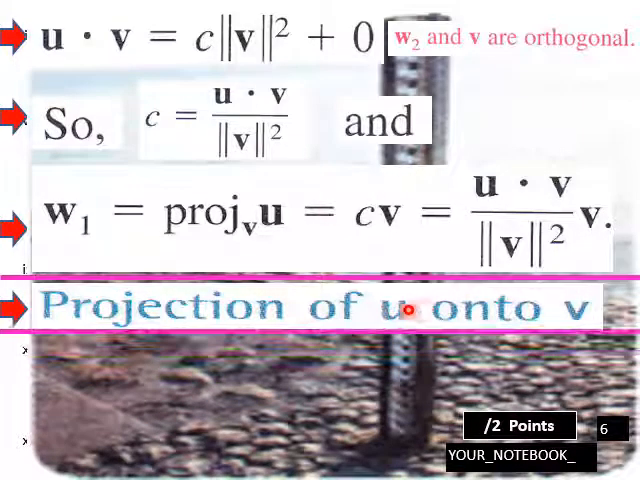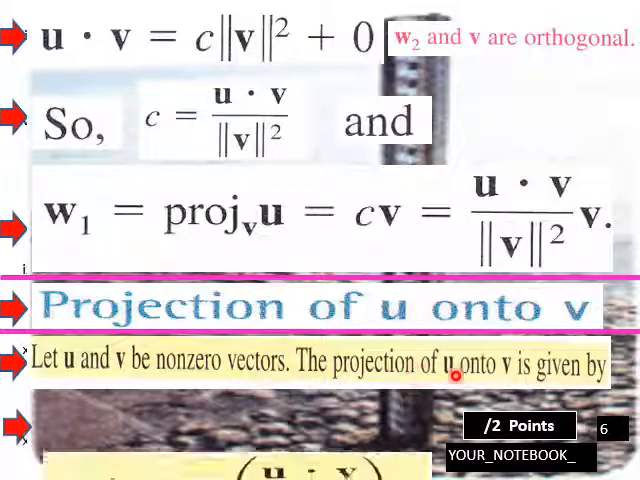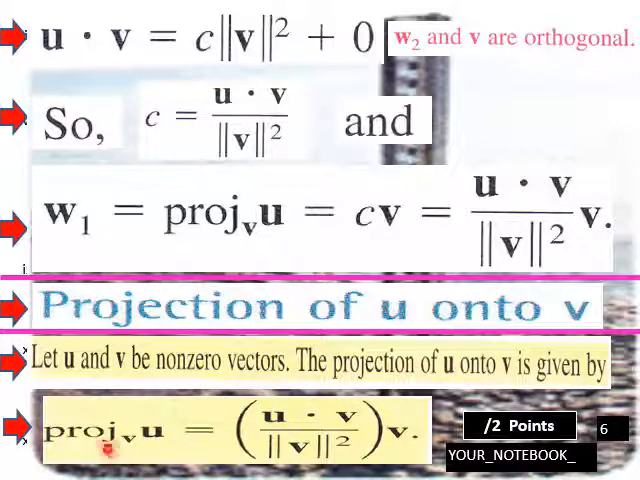So the projection of U onto V, let U and V be non-zero vectors. The projection of U onto V is given by U times V over the magnitude of V squared multiplied by V. In a way, we've done a little proof here by showing this. We've walked through the machinations of arriving here.